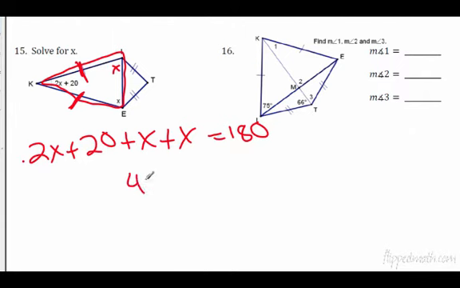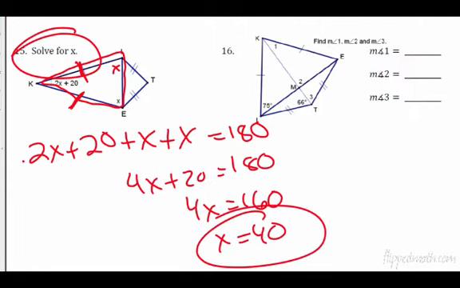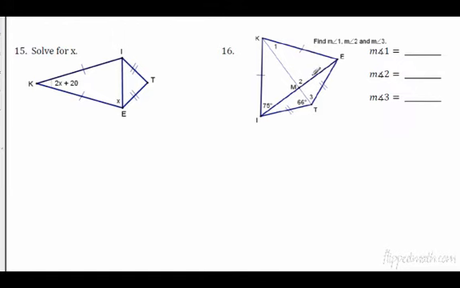So what do we get here? 4x plus 20 equals 180. If I subtract 20 from each side, I'm going to get 4x equals 160, or x equals 40. That was easy. It says solve for x, so I'm all done with that one. I'm on fire. Let's do the next one.